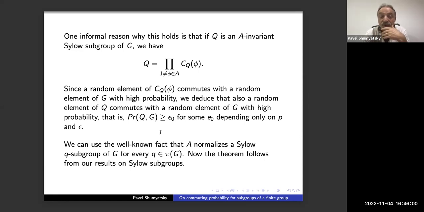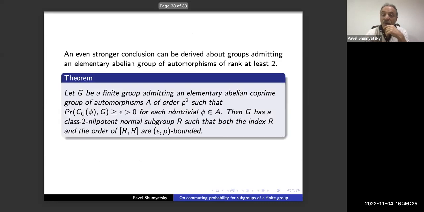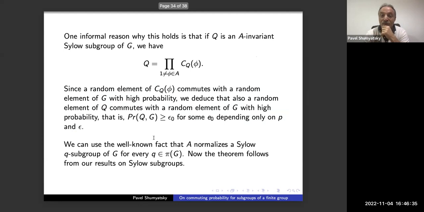Now we can also use the well-known fact that the coprime group of automorphisms always normalizes a Sylow subgroup of the group G for every prime divisor of the group G. So this argument applies to every Sylow subgroup of the group G. And now this theorem follows from our theorem on what happens when all Sylow subgroups have high commuting probability.